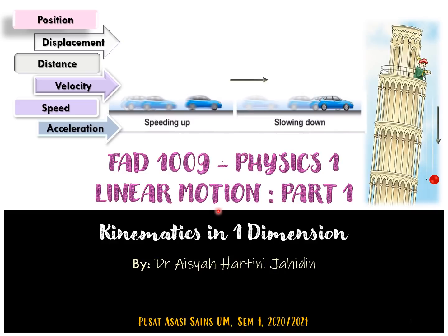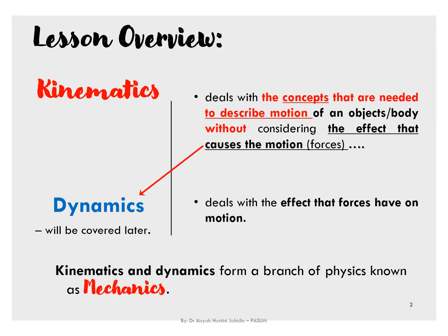In Physics 1, the first topic that you will learn is linear motion, which is kinematics in one dimension. So the motion is either in the x direction or y direction, which is also called freeform motion. As you can see here, there are some important parameters involved in kinematics. What is kinematics? Kinematics is the concept that is needed to describe motion.